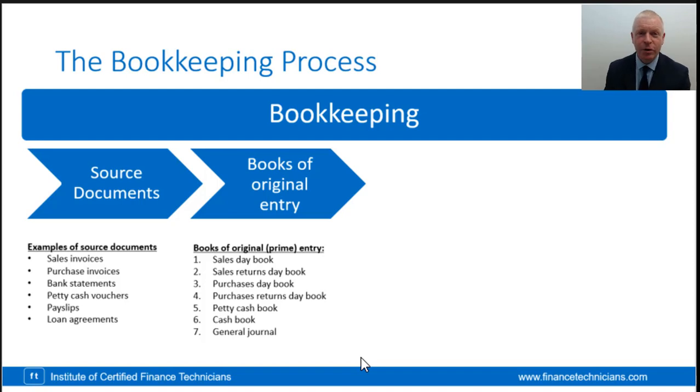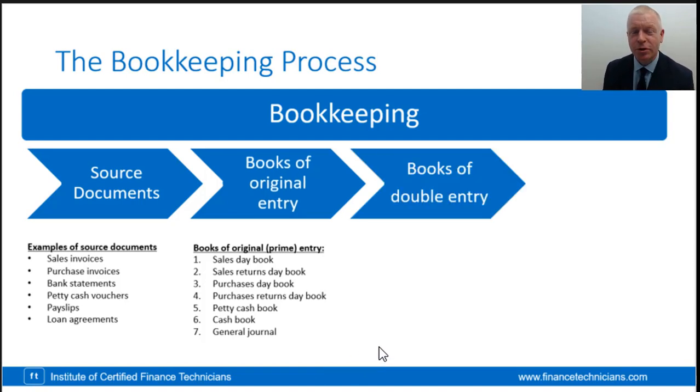After the books of original entry have been completed, we need to consider the next step, which is the books of double entry. And the books of double entry are quite straightforward. They are recording financial transactions, but in a very specific way. They're using a process referred to as double entry. And double entry is the business of debiting and crediting transactions. We will look at this and get you to record transactions as we progress through the material.